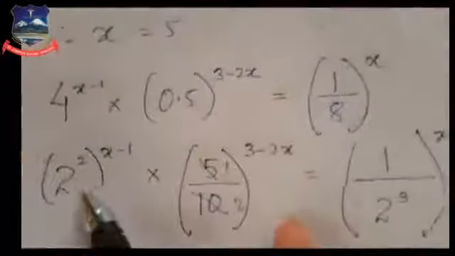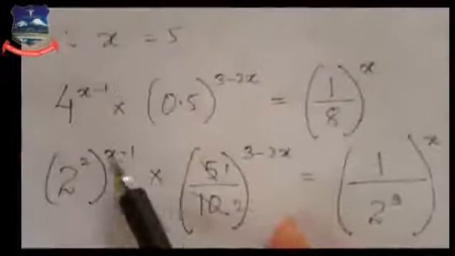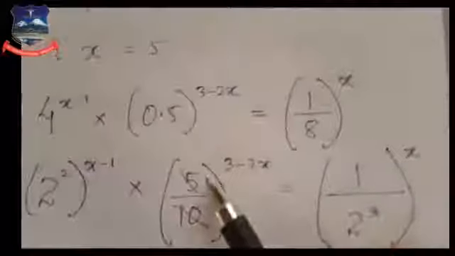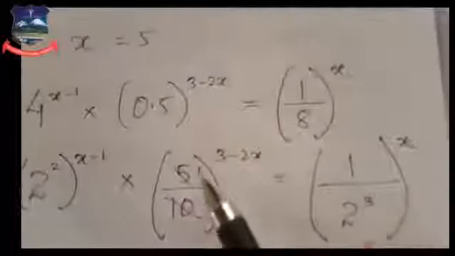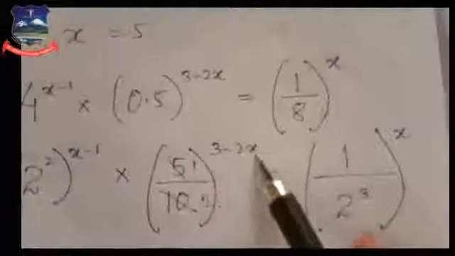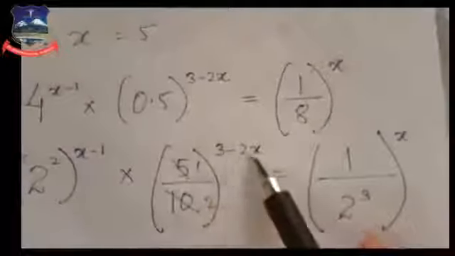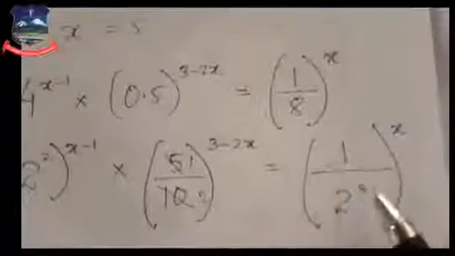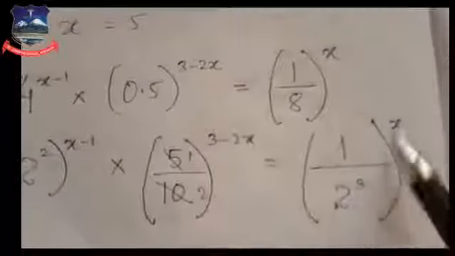Now we will multiply powers. Next line will be 2 to the power 2 into x, 2x minus 2 1s are 2. And 1 to the power anything is 1, so we will not give power to 1. 2 to the power 3 minus 2x. 1 by 2 to the power 3 minus 2x is equal to 1 divided by 2 to the power 3 into x, 3x. That will be your next line.